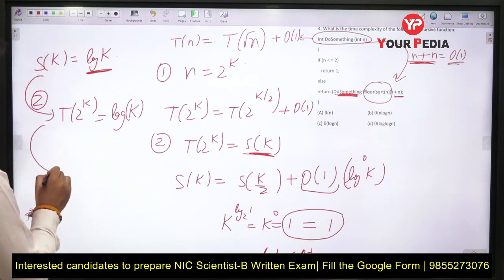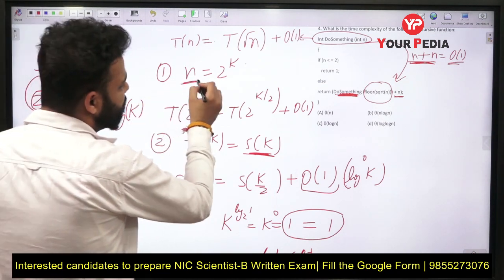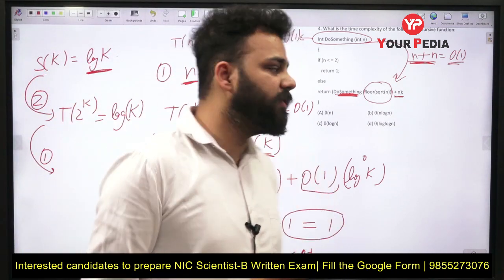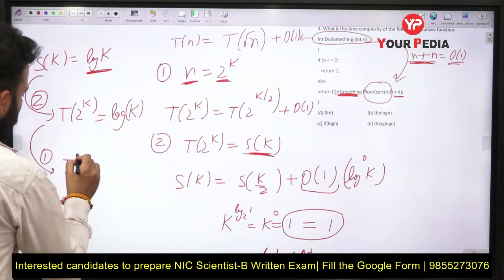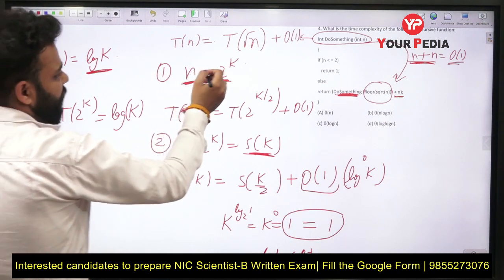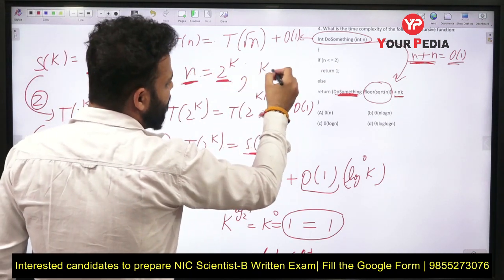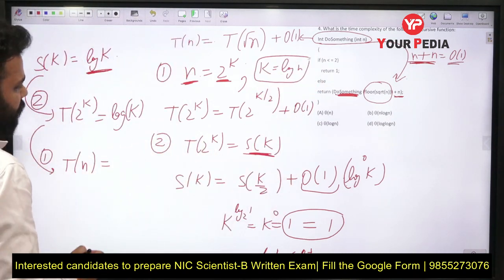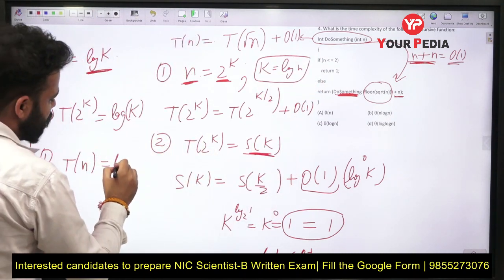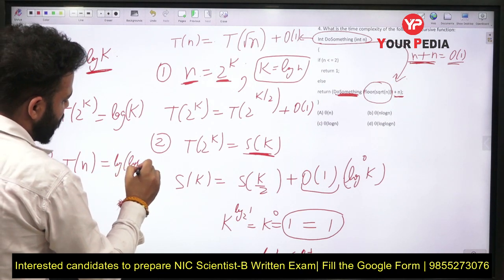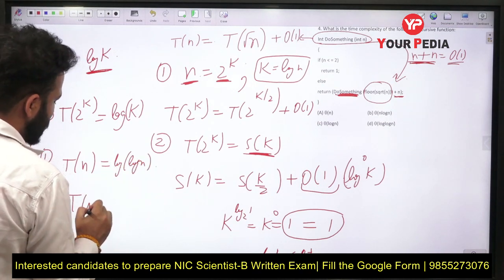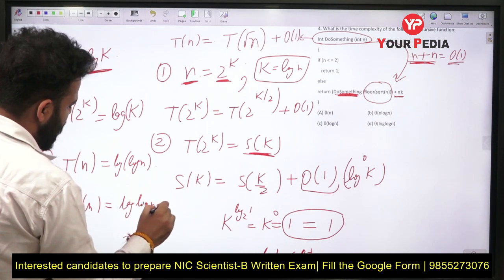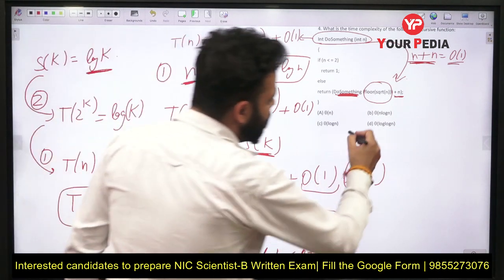Now in the first substitution, we did what? We substituted n with 2 raised to power k. So wherever there is 2 raised to power k, we will put n there. So T of n, and if n is equal to 2 raised to power k, this implies that k is equal to nothing but log n. So k is log n. So the time complexity of T of n is log n. So the correct option will be option D.